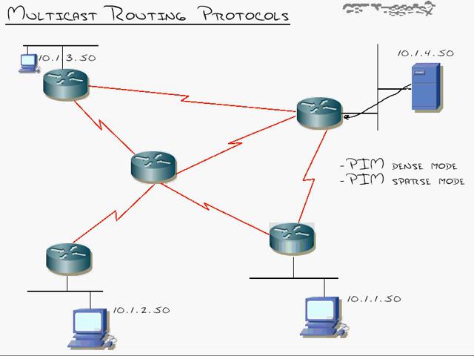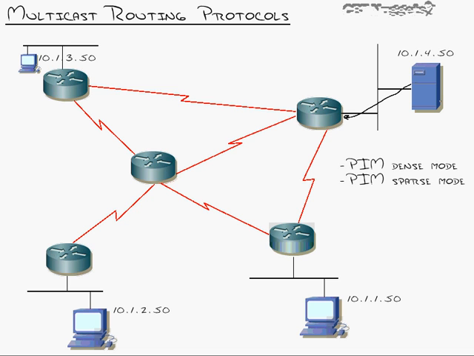PIM sparse mode is the shared tree algorithm. That is the shared tree routing protocol. In that mode, we specify a rendezvous point. That's where we say this router will be the rendezvous point, and then all the other routers have to be statically configured to go to that rendezvous point. Now, there is this concept called auto RP, where they kind of auto discover the rendezvous point, but even that takes a little more setup.